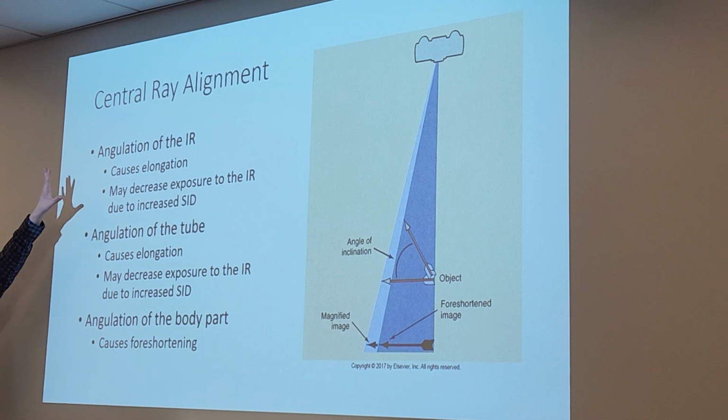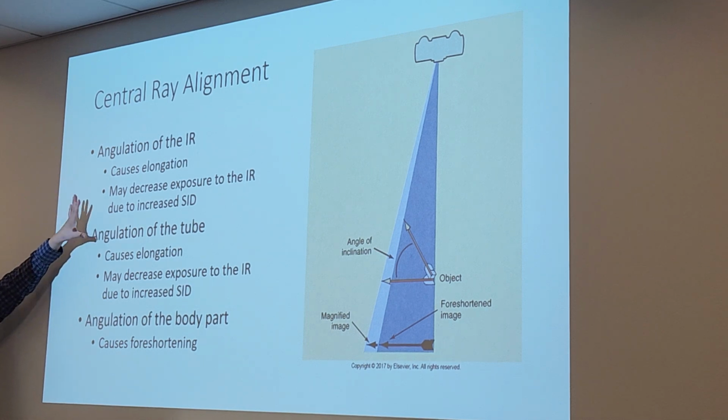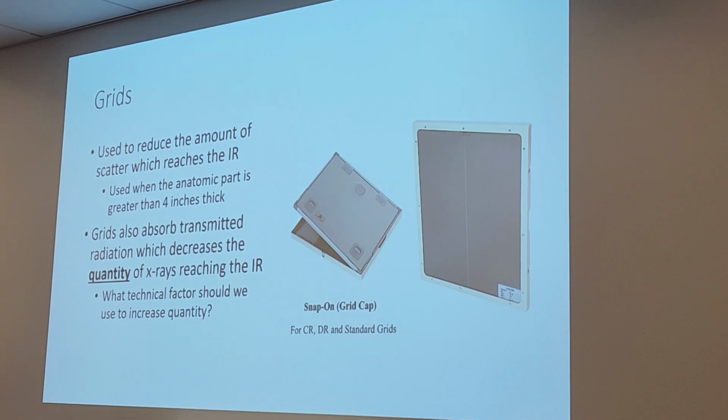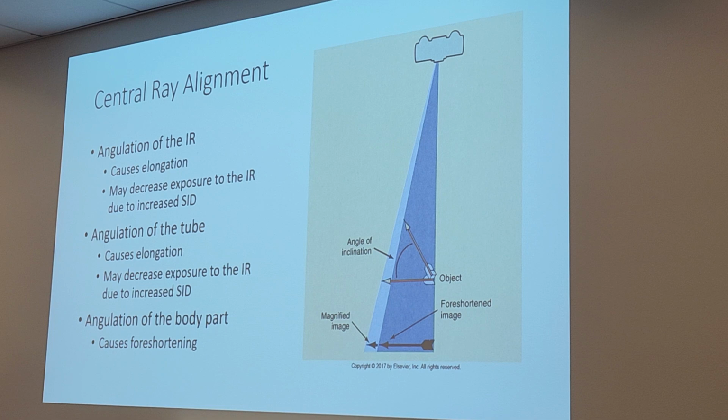So if you angle the IR or the tube, you'll have elongation. But if you angle the body part, you have foreshortening. Right, so if the equipment is angled, elongation. If the patient is angled, that's foreshortening. Are we okay to move on?